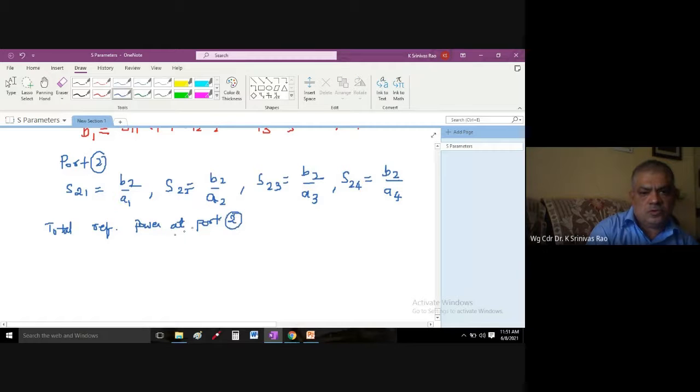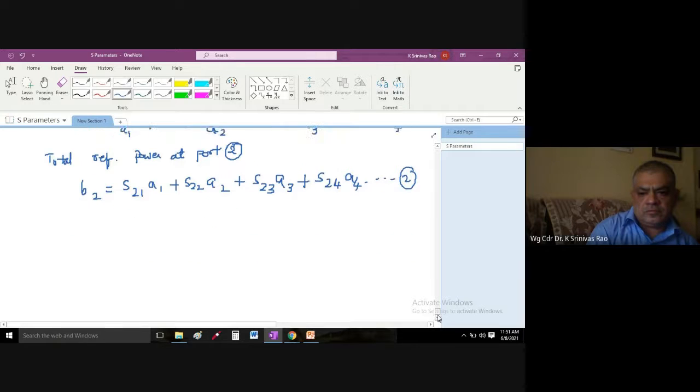Port 2 is given by B2, and that B2 can be written as S21 A1 plus S22 A2 plus S23 A3 plus S24 A4. Now, when I have this equation, I can call it equation 2.